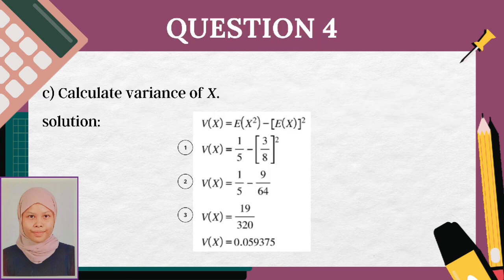Lastly, to find the variance, we need to subtract E(x²) and (E(x))². Firstly, we need to find (E(x))², which is the bracket of 3 over 8 to the power of 2, and we will get 9 over 64. Secondly, we subtract the values of 1 over 5 and 9 over 64. As a result, we will get the variance with the value of 19 over 320, or 0.059375.